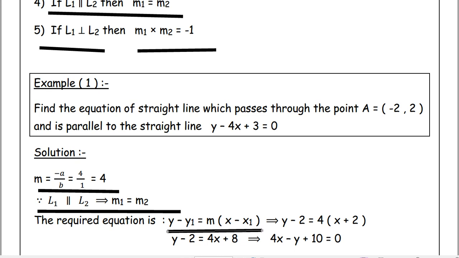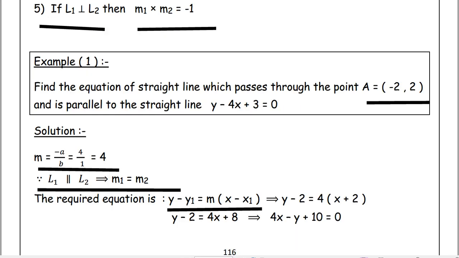So what is y1 and x1? It is a point, the point negative 2 and 2. So x is negative 2 and y is 2. This is point A. So what do we have here? We have a point and we have the slope. Can we get the equation? Yes. So y minus 2 equals 4 times x plus 2.